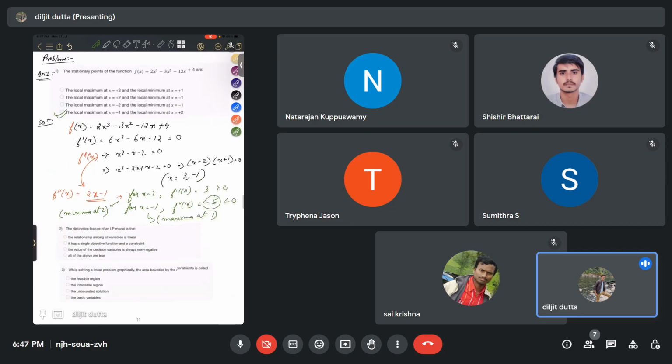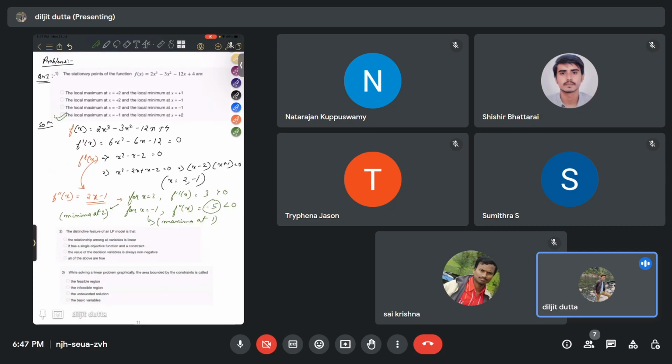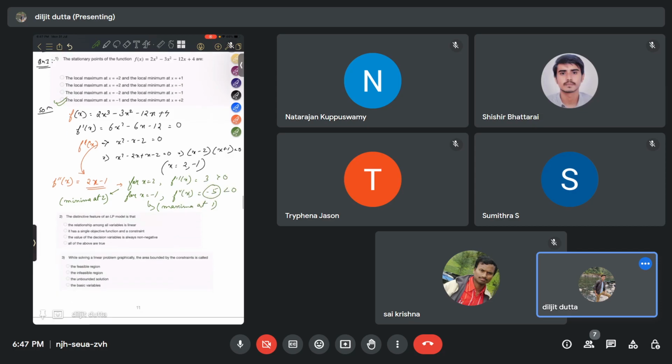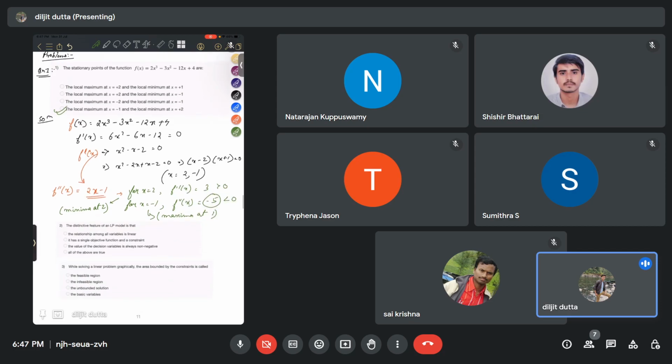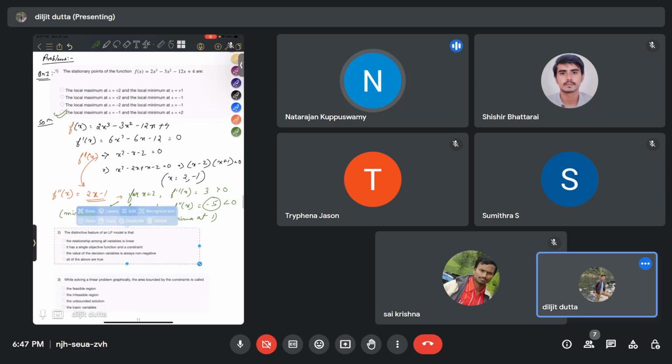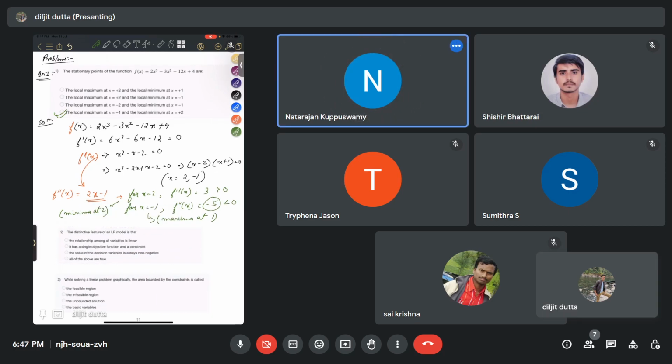So I think this is clear. This is basic, whatever I have taught, I am just trying to solve that only. Any doubts in the solution? The maxima at 1 or maxima at minus 1? Sorry, maxima at minus 1, sorry. Thanks for clarification.